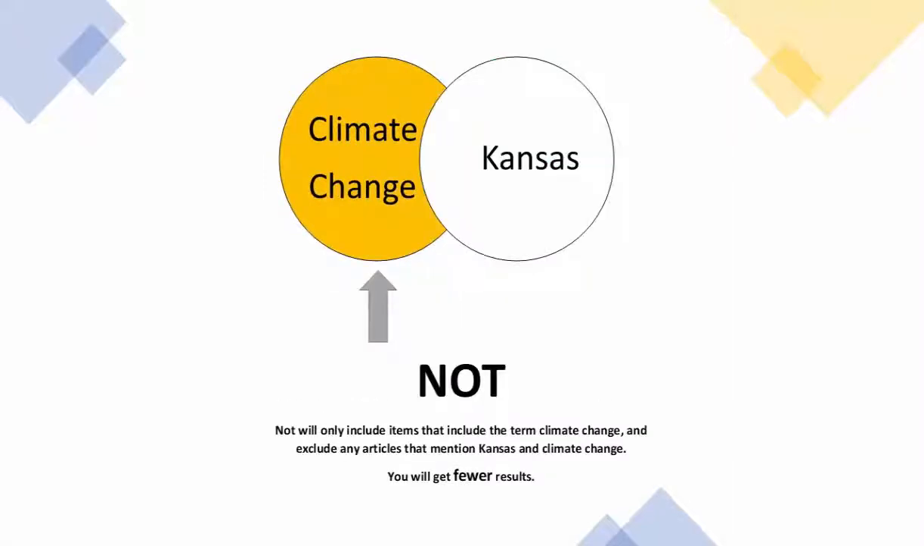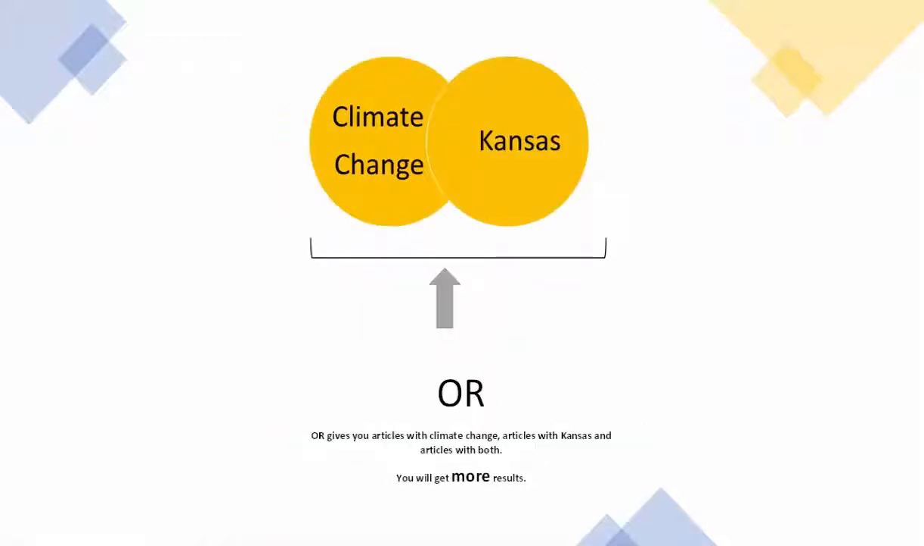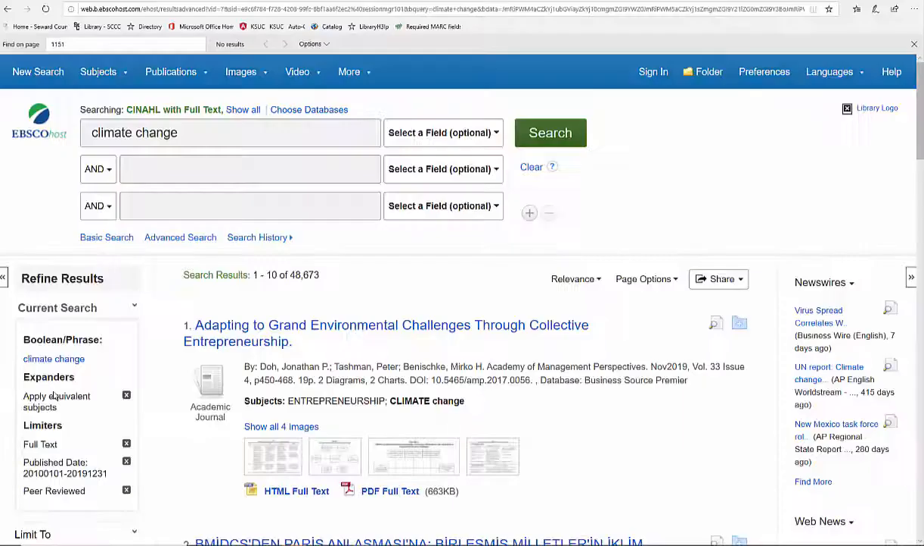The second Boolean operator, NOT, will also reduce the number of results. If we say climate change NOT Kansas, it will only bring back articles that relate to climate change in them and ignore articles that include any mention of the word Kansas. If we need to find more articles, the Boolean operator OR might help us. If we say climate change OR Kansas, it will expand our results and bring back everything that included the keyword climate change and everything that has the keyword Kansas, and those items that have both the search terms.